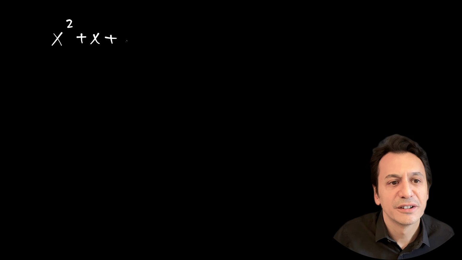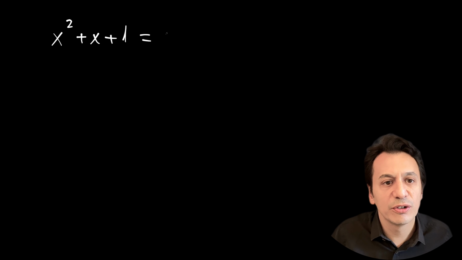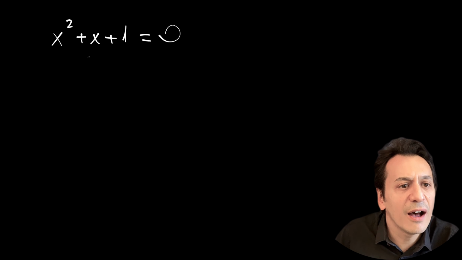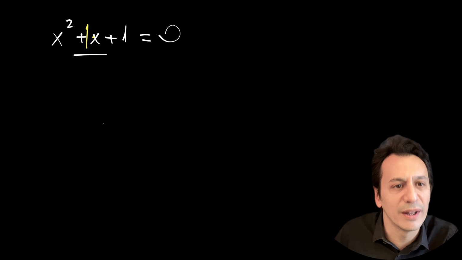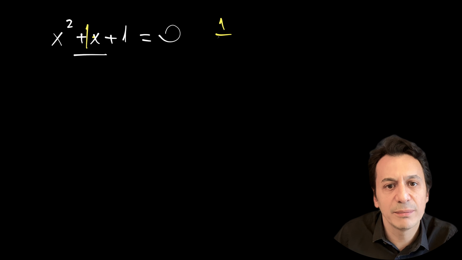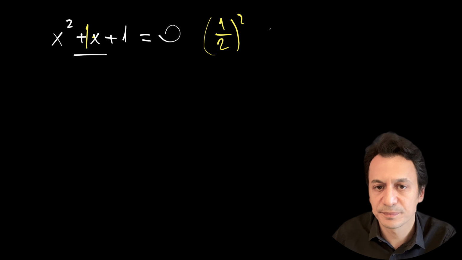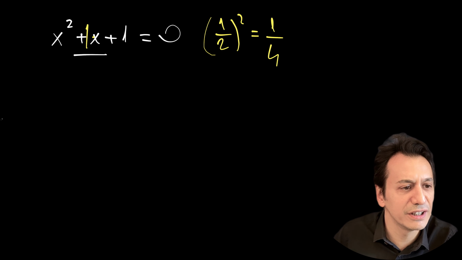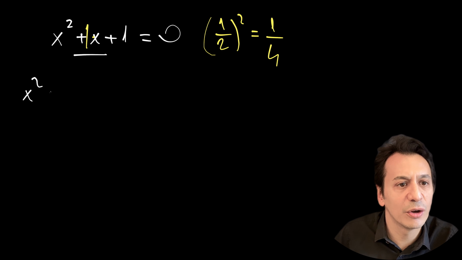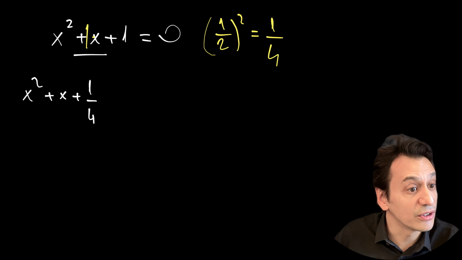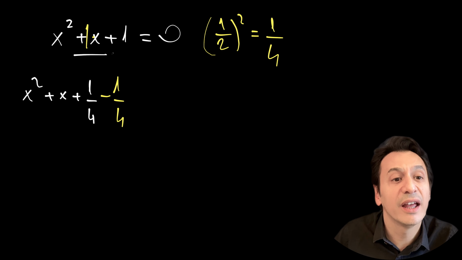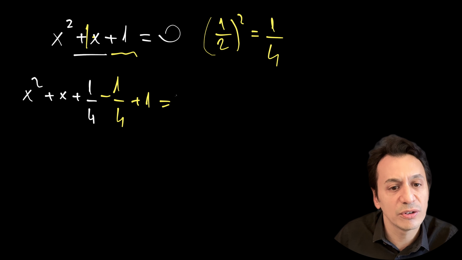Let's see that. x squared plus x plus 1 equals 0. Okay, now the coefficient of the middle term is hiding, right? It's actually 1. So I take it, divide it by 2 and square it. Here is my secret ingredient and I go on. Now I add it. I also need to subtract it. This is the pattern, and this plus 1 comes, equals 0.